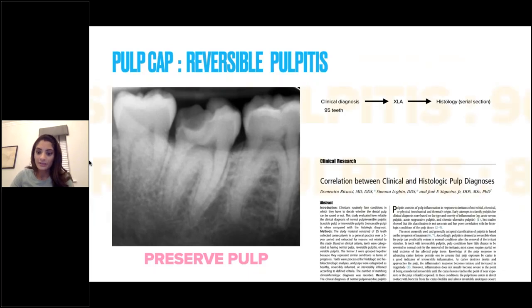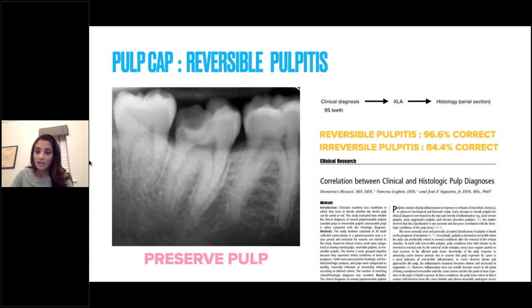And what they found was that if the patient complains of symptoms of reversible pulpitis, histologically 96.6%, so a really high percentage, actually had reversible inflammation of the nerve. If they complained of symptoms of irreversible pulpitis, about 84% of the time that was correct. So you can see sometimes patients complain of irreversible pulpitis, but it could be in a reversible state. But still pretty high percentages. So there is a good correlation between the symptoms the patient is complaining of and what's going on.